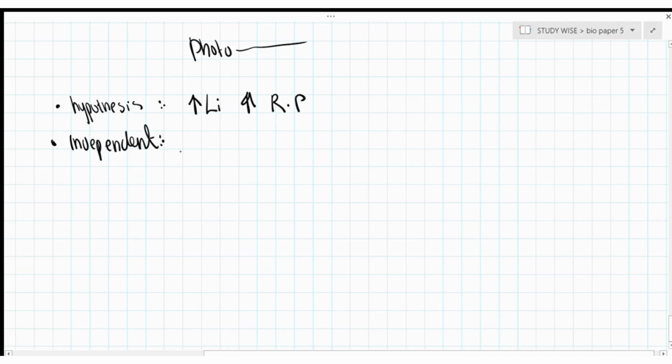Independent is the variable that you're changing, the variable whose effect you're seeing. So here it's going to be the light intensity. There are several ways of changing light intensity. For example, let's say we're going to change the power. So we'll say change the light intensity by changing the power of the lamp, and then you need to set 5 values, for example, 10, 20, 30, 40, 50 watts, and so on.